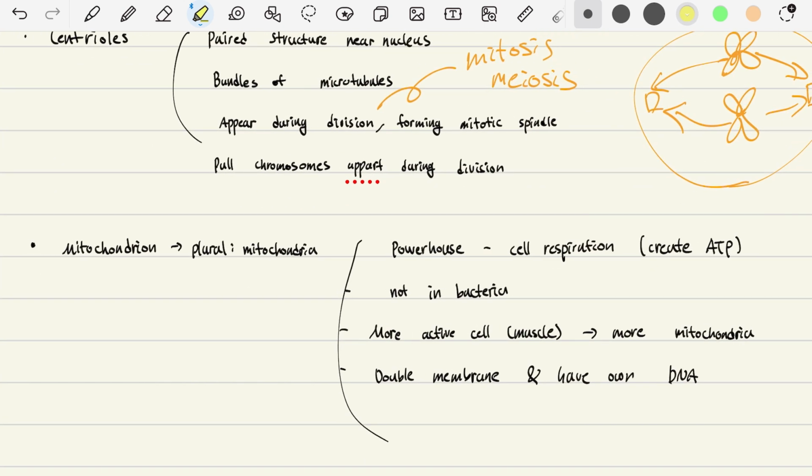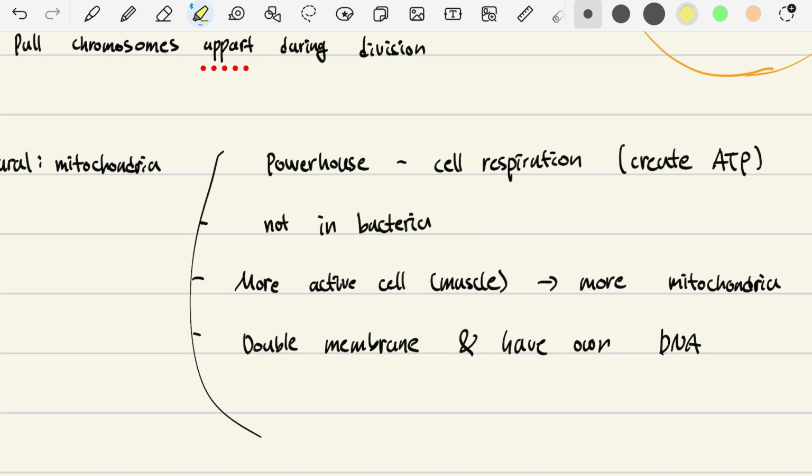The next one will be the mitochondria, the plural form of mitochondrion, and they are really important. They're the powerhouse of the cell, responsible for respiration. They create ATP, the energy for us, and they're not in bacteria. If the cells are more active, they have more mitochondria. For example, if you're working out and you have a bunch of muscles, then a bunch of mitochondria will be in your muscle, and there are going to be fewer mitochondria in fat cells or other cells.